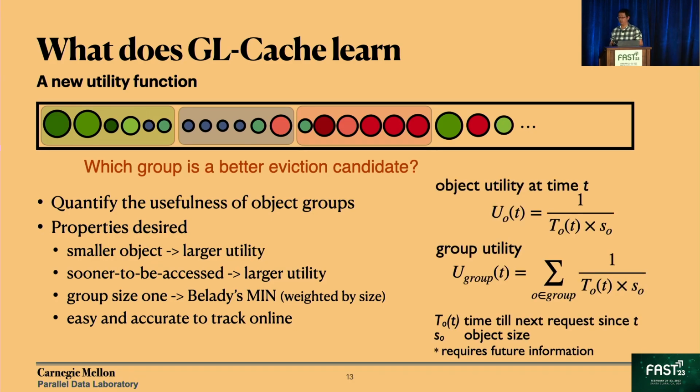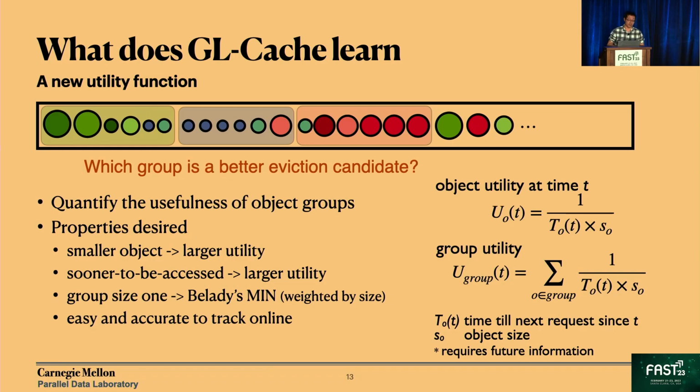And here is the utility we proposed. The first one is object utility at time t, which is 1 over T times S, where capital T is the time to the next request to this object, while S is the object size. It's easy to see this utility satisfies the first two properties. Small objects and objects to be requested sooner have large utility. And the group utility is the sum of the utilities of all the objects in the group. We can see that when the group size is 1, it effectively becomes 1 over T, the utility.